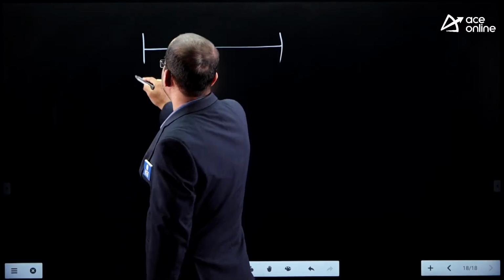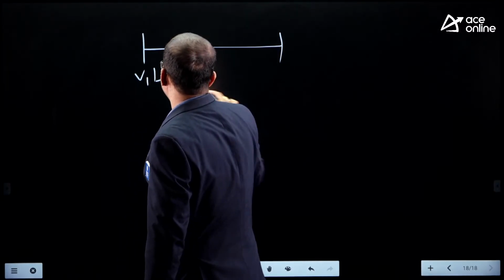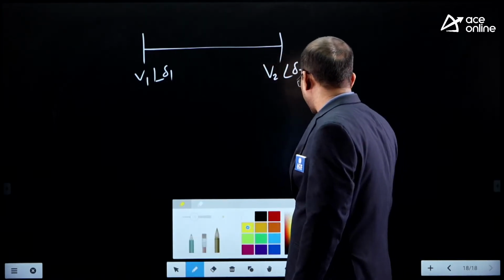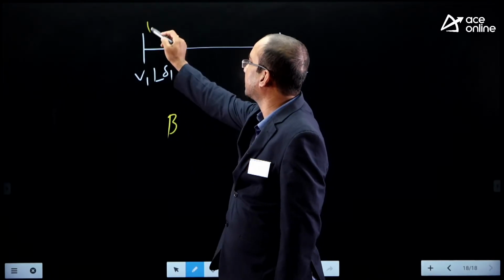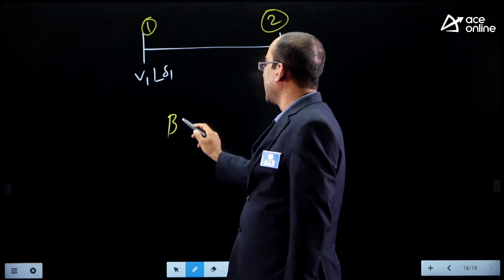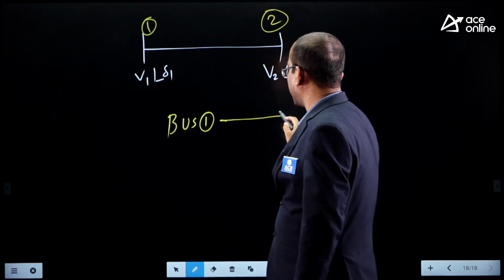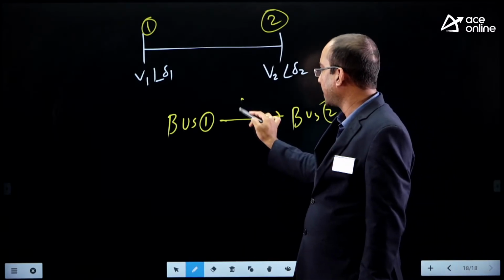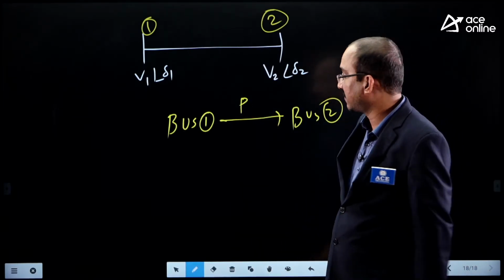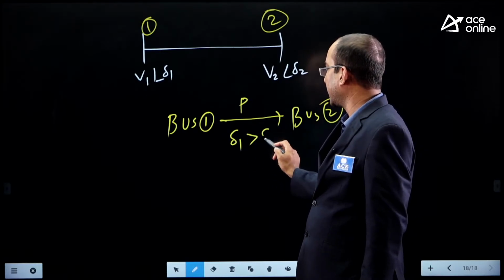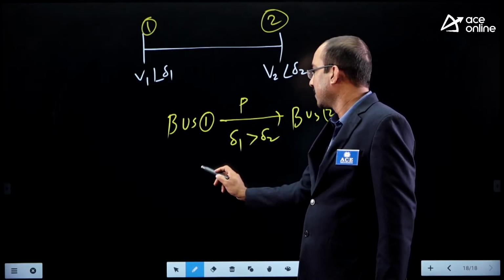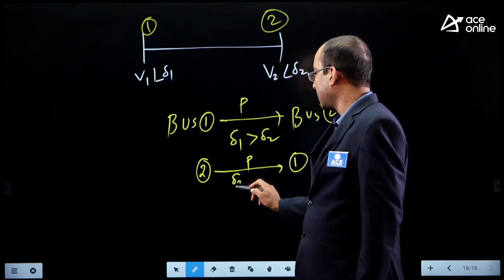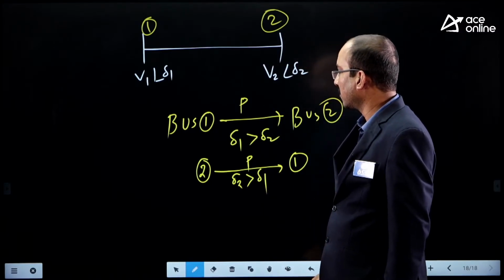Suppose you take two buses, bus 1 with V1 at an angle of delta 1 and bus 2 with V2 at an angle of delta 2. The question may be given like this: I want to transfer real power from bus 1 to bus 2. What should be the condition that must be satisfied? Delta 1 should be greater than what? Delta 2. And from bus 2 to 1, if you want to transfer the real power, delta 2 should be greater than what? Delta 1.